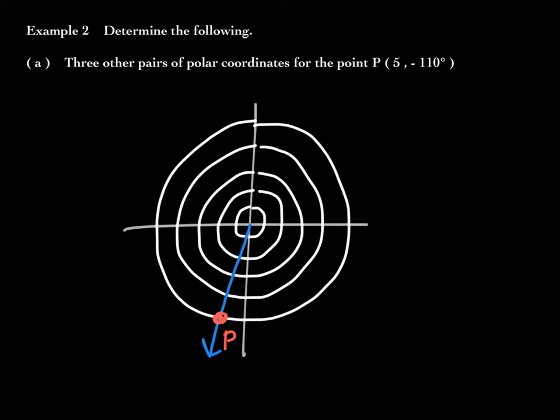Check this out. Determine the following. 3 other pairs of polar coordinates for the point 5, comma, -110 degrees. So they want you to give 3 other options, okay? Basically 3 other ways to end up at this point. Now this point is 5 units away from the pole, 3, 4, and 5. And the angle is -110 degrees.